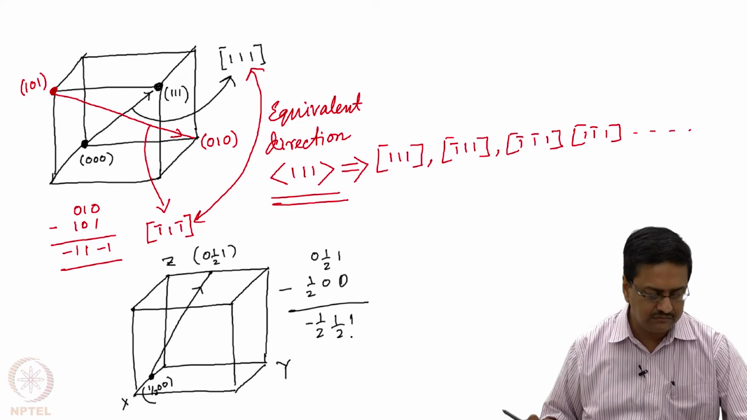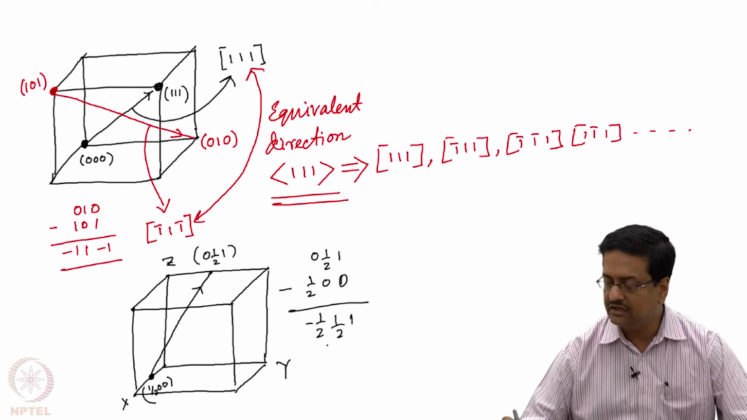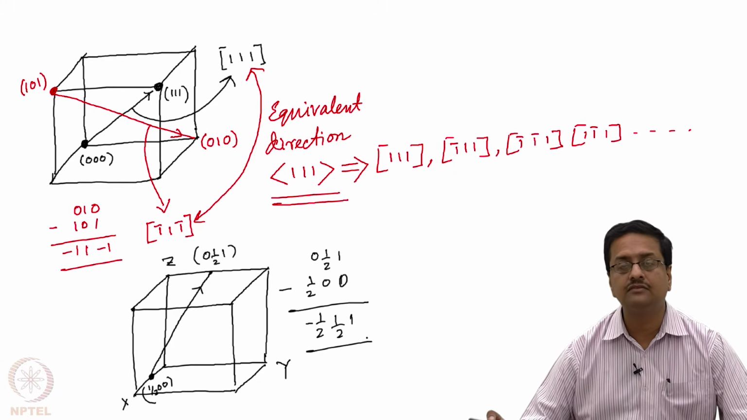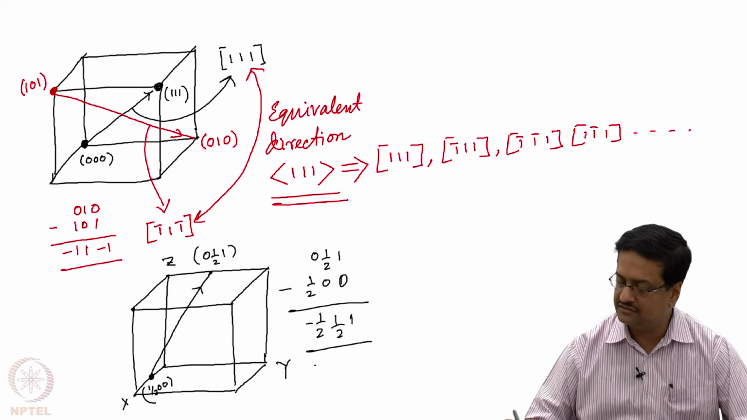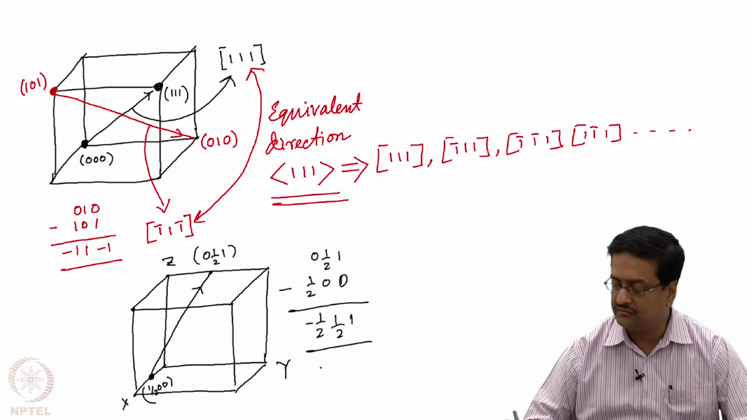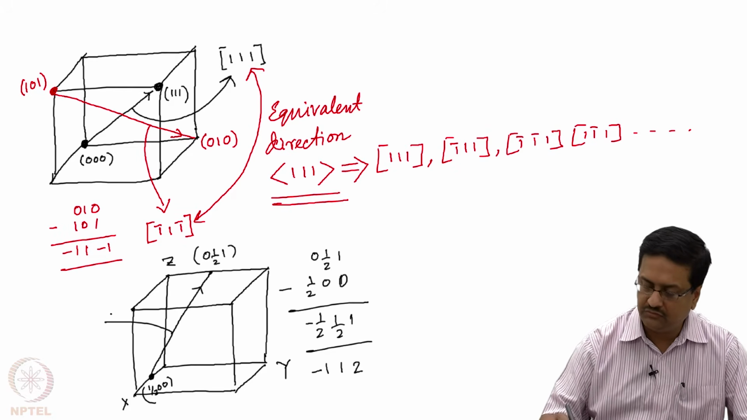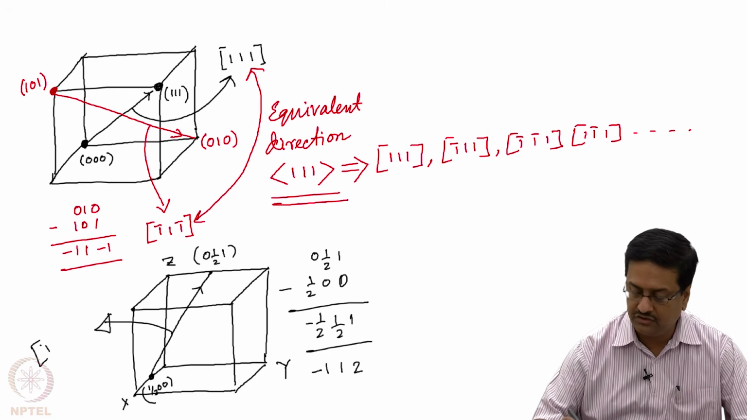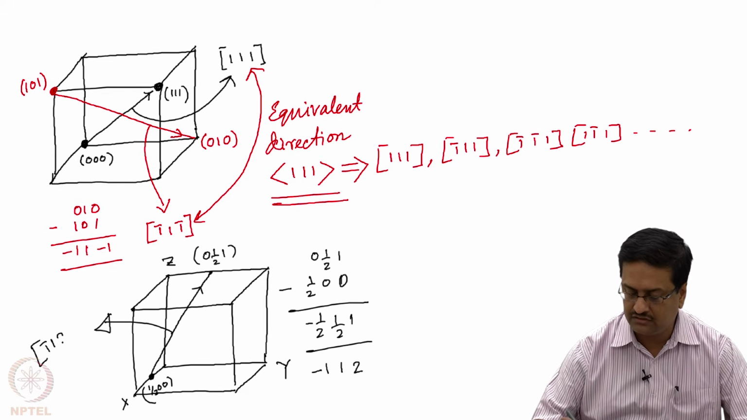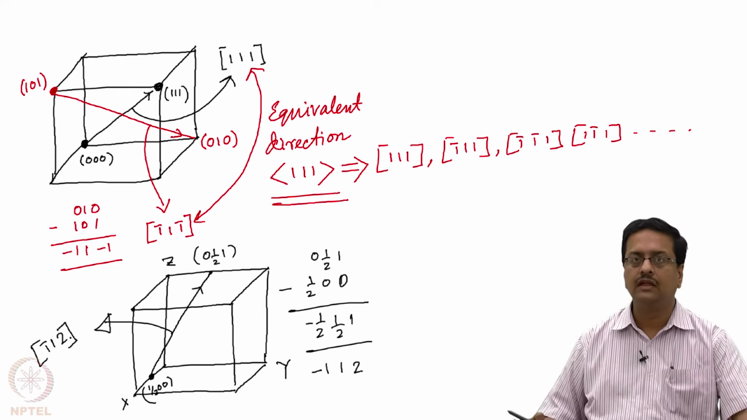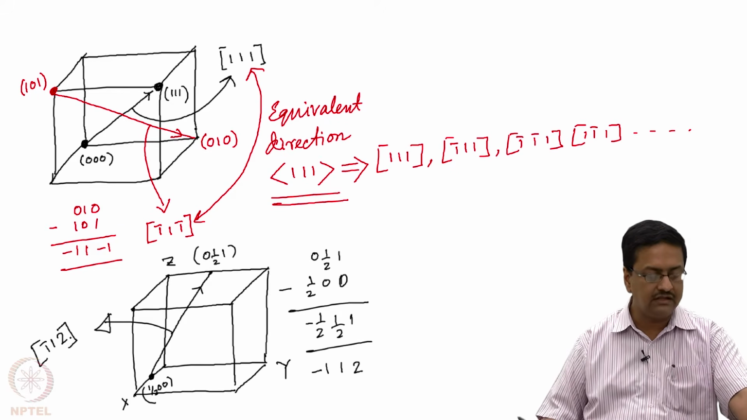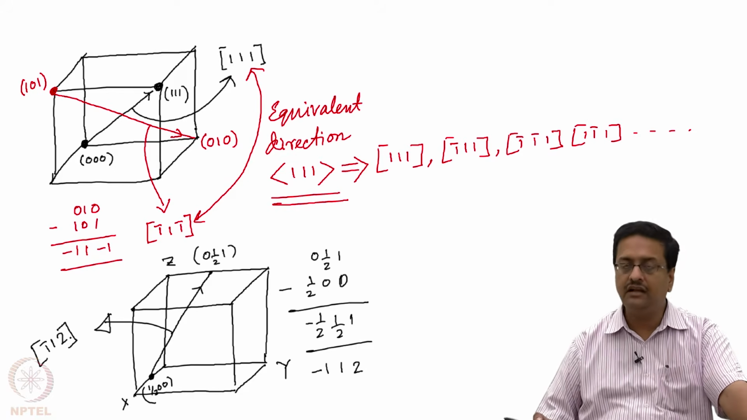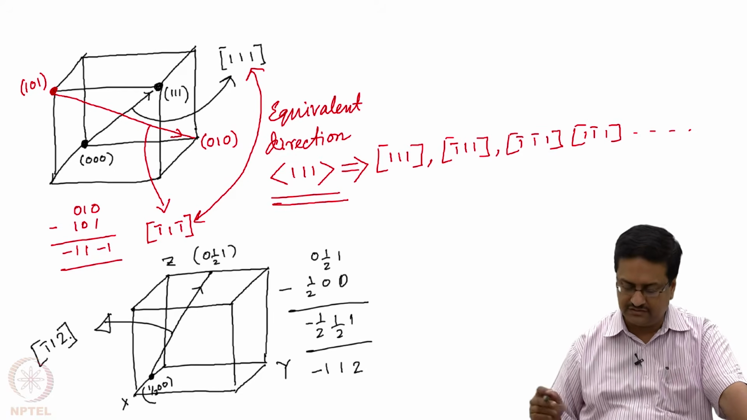So we get minus half, half, 1. Now we have two fractions, so we need to clear the fractions. By multiplying by 2, we convert it to -1, 1, 2. So the corresponding Miller indices for that particular direction is going to be 1 bar, 1, 2. So this is how one should generate the Miller indices of the directions.